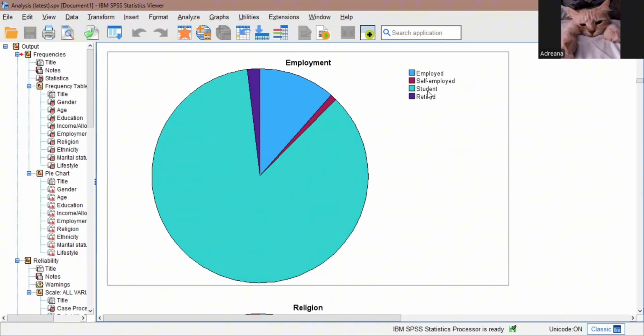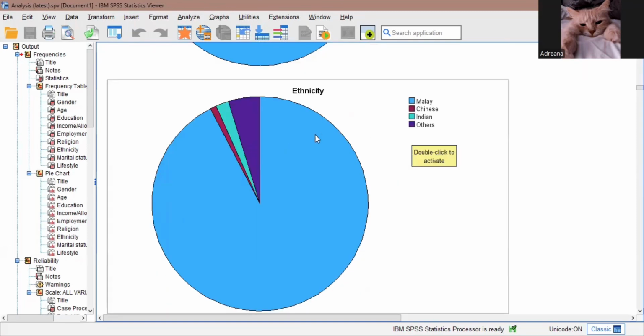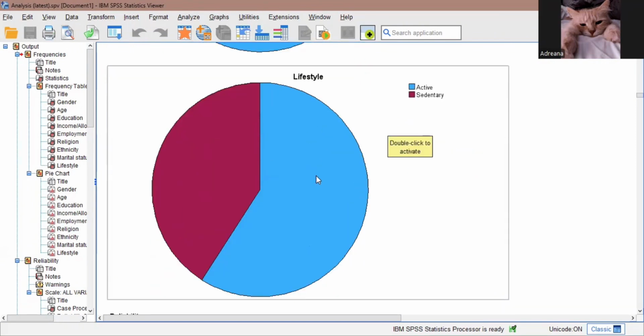And then the religion, 98% of it is Muslim. And then the ethnicity, most of the respondents are Malay. And then the marital status, most of them are single. And then the last one is on the lifestyle. Most of the respondents are active and the rest are sedentary.